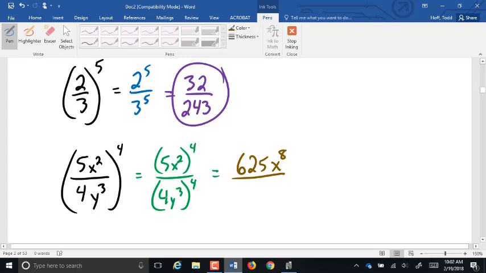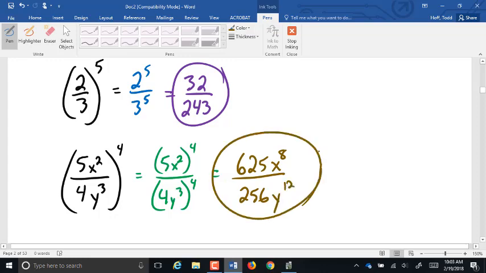Now we've got 4y to the third to the 4th power. 4 to the 4th power? 256. And y to the third to the 4th power? Y to the 12th. Very good. 3 times 4 makes 12.